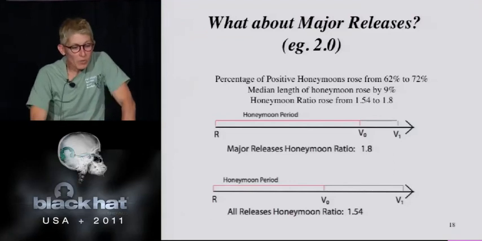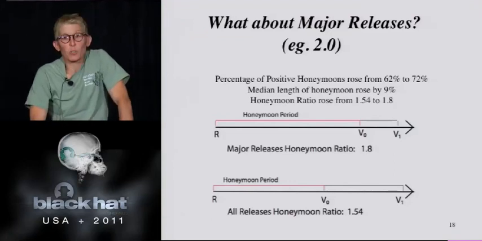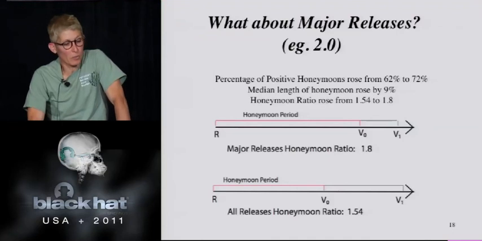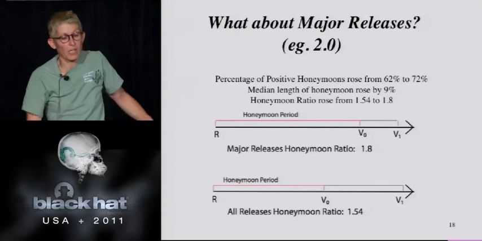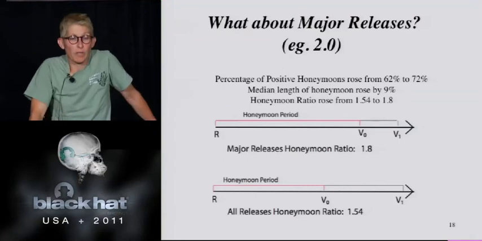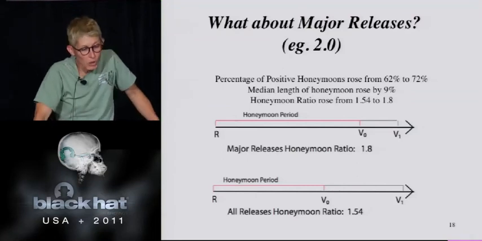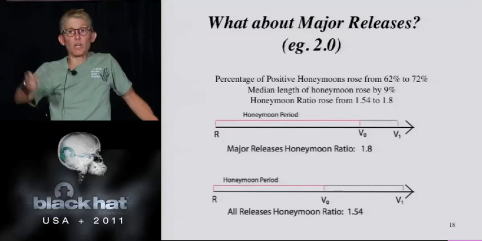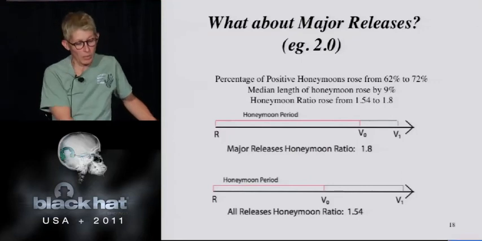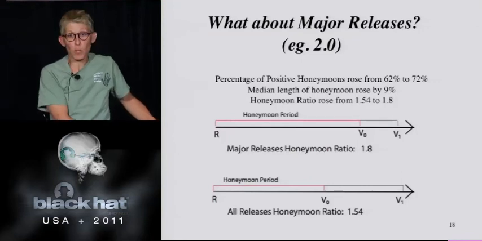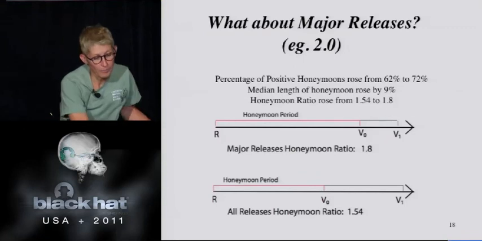When we examined the difference of the data, the positive honeymoons in major releases rose from 62 to 72%. The median length of the honeymoon rose by 9%, and the honeymoon ratio rose from 1.54 to 1.8. In other words, major releases have more positive honeymoons, and they have a longer honeymoon period. So where there's more new code, you get a longer honeymoon.